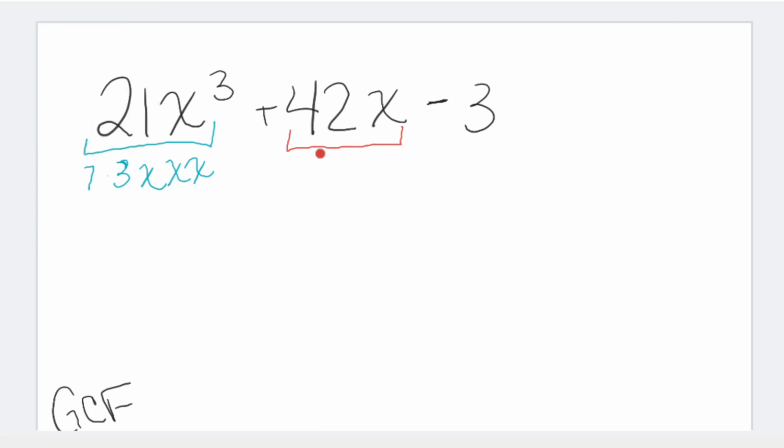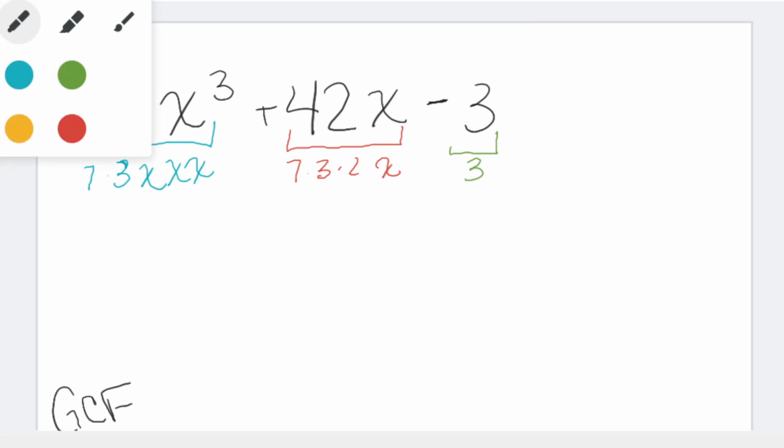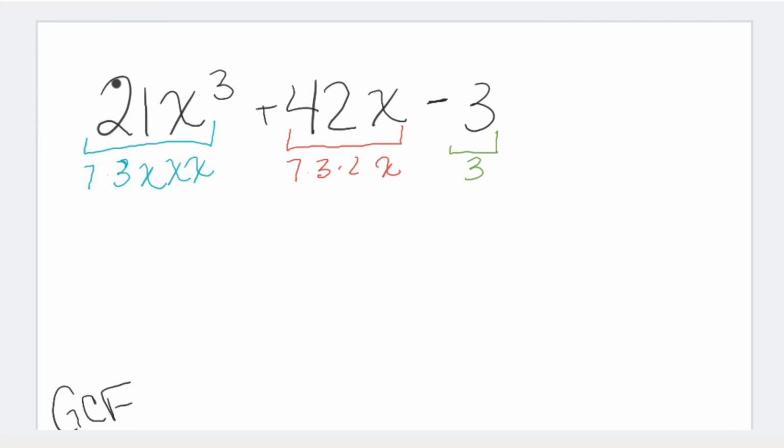Here, when I think about 42, 42 is 7 times 6. So since 7's prime, I write it down. And then 6 is 3 times 2. And when I look at my last term, I get a 3. When I'm in those prime components, what I'm looking for is everything that matches. So I could see that each of these sets here has a 3 in it. So I would say that the GCF is 3.